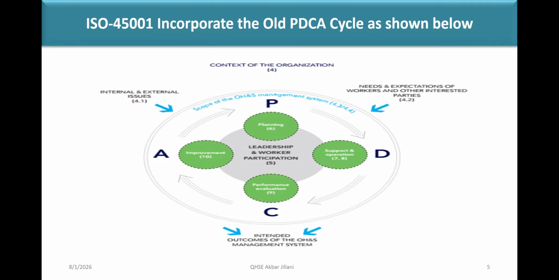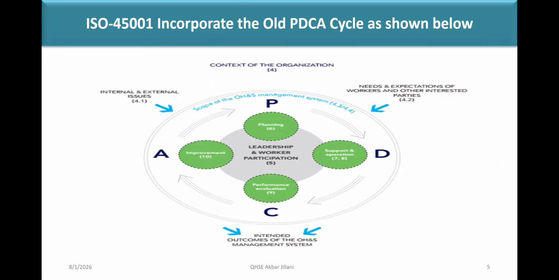So it means that class number 5 is more important and it's combined with the P, the D, the C, and the A, because it's the leadership. In any organization, if the top management, leadership, and commitment is in place, then we will have P, we will have D, we will have C, and we will have A.